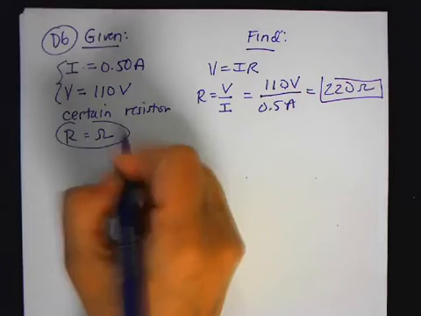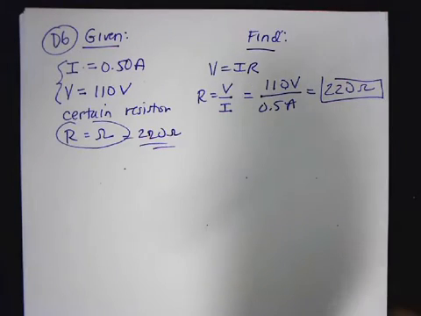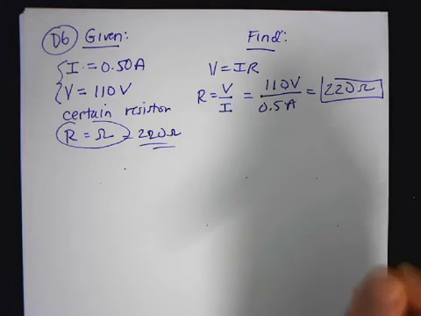So this 220 ohms of that resistor, that's not going to change because a resistor has a certain resistance, and the resistance in the resistor doesn't change. A resistor is an electrical component, and again, that's not going to change. It's going to be constant. It's not a variable resistor. This is a fixed resistor.